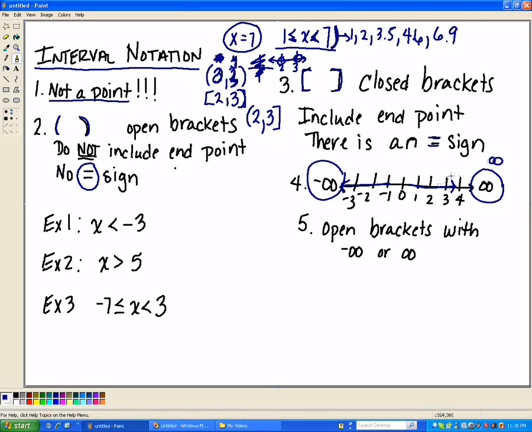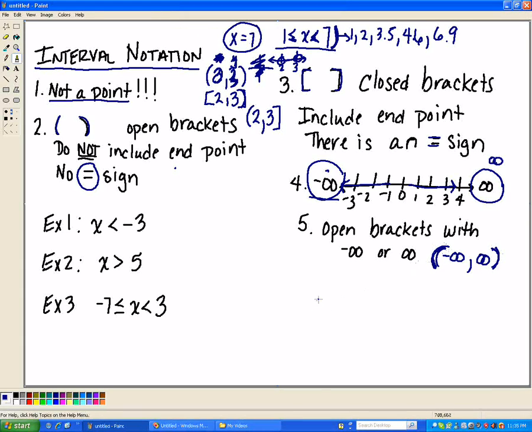When numbers go off forever in the positive direction, we have positive infinity. When numbers go off forever in the negative direction, we have negative infinity. Because numbers can never stop, we never use a closed bracket with infinity. So if we write all positive numbers, we write negative infinity, positive infinity, and we always use an open bracket with those. In other words, always a rounded bracket when we have infinity.